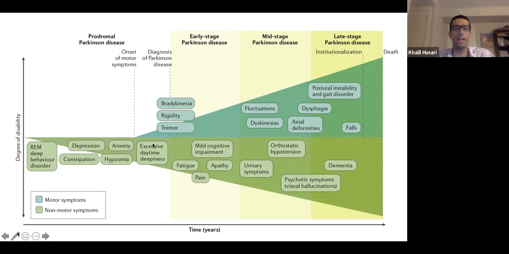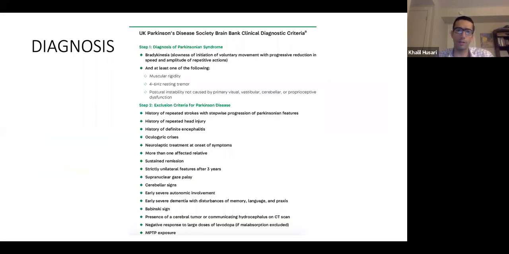It's a very sad curve, or graph, but it's a very, very slow progression as well. So this will take over 30 or 40 years. So it's a very slow progression.